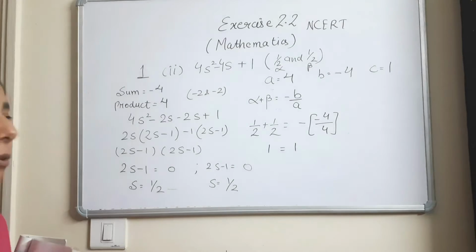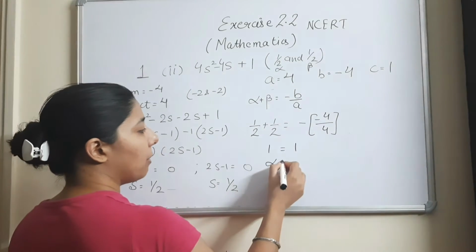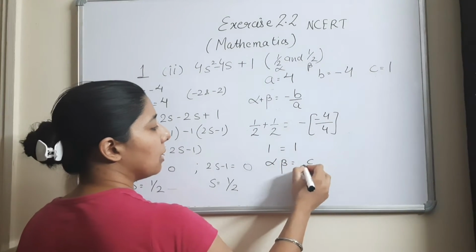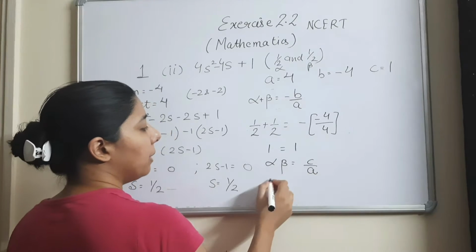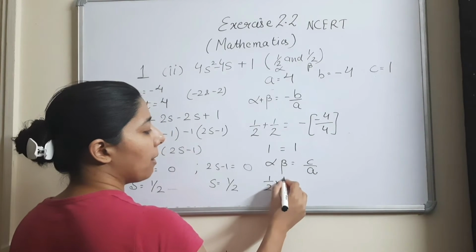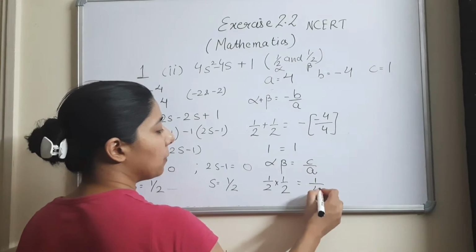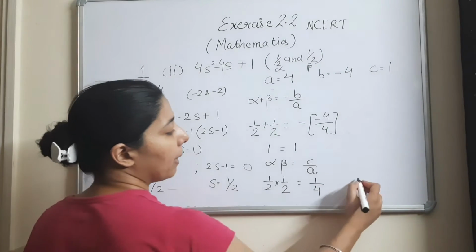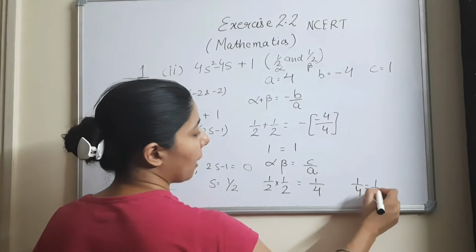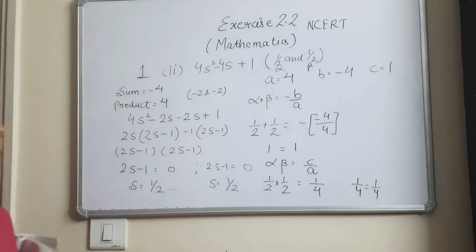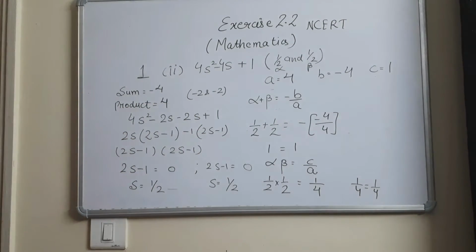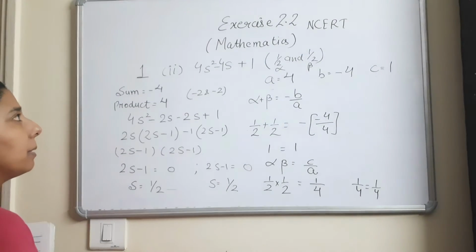Similarly, you can verify for the product of zeros, that is alpha into beta is equals to C by A. Alpha into beta means 1 by 2 multiplied by 1 by 2 is equals to what is C, that is 1, what is A, that is 4, and 1 by 2 into 1 by 2 is 1 by 4, equals 1 by 4. So your result is verified here in question number 2 also. Let's move to question number 3.